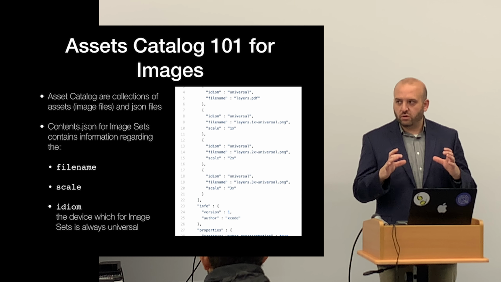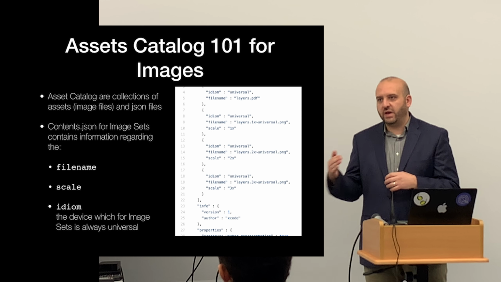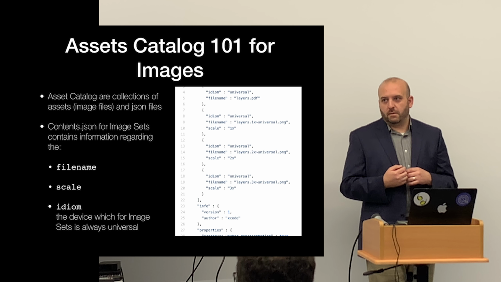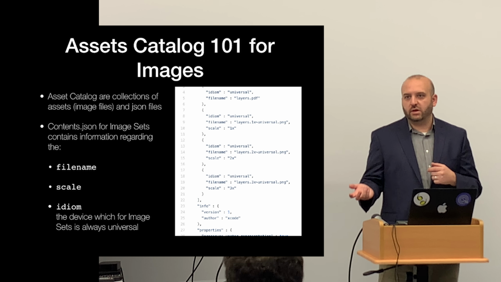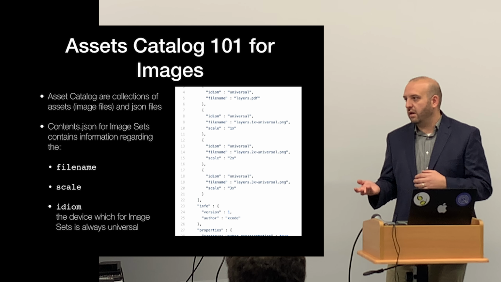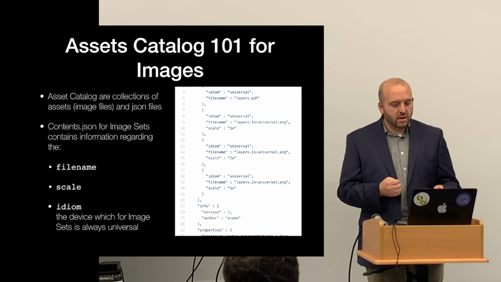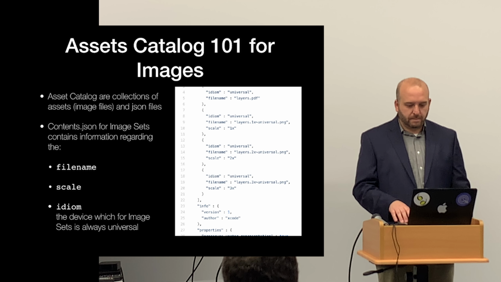They contain some sort of structure where they have a file name. So let's say a notification icon for an iPad needs the file name it goes to. It needs what scale. So is it Retina iPad? Is it an old style 1X iPad? And then we have an idiom, which I'll talk about in a little bit.